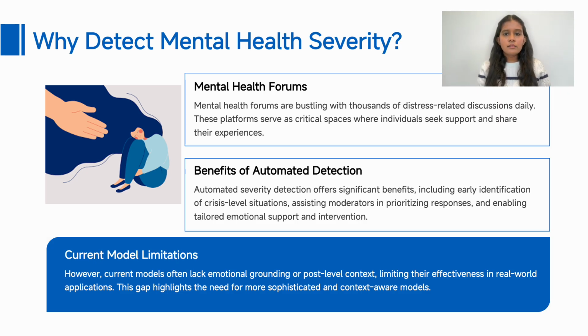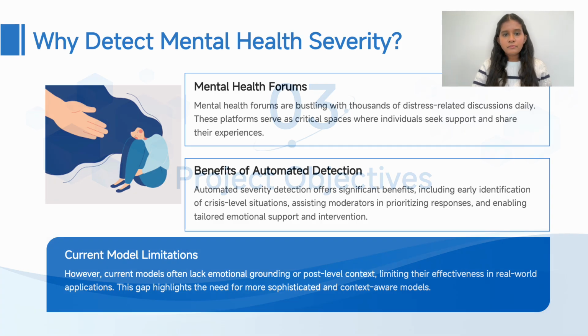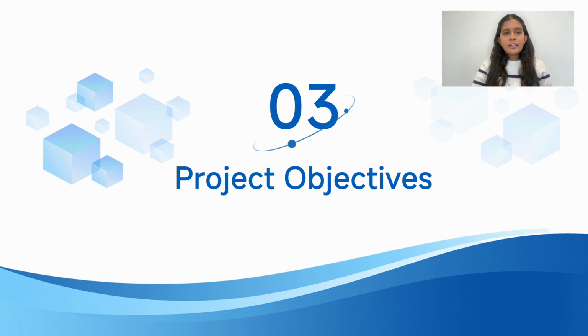However, many current models struggle because they don't fully understand the emotional depth behind what people write. They might miss the real level of distress hidden between the lines. And that's exactly where my project comes in, addressing this gap by building a more emotionally grounded severity detection approach. Next, I'll talk about the main objectives of this project.